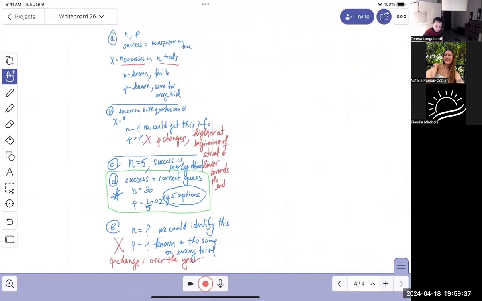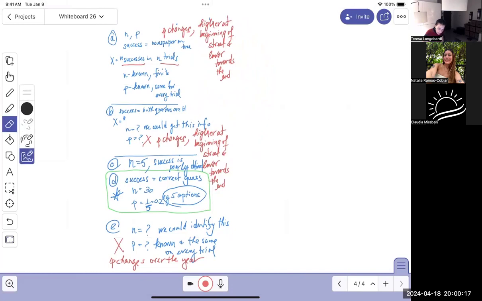So there's my answer. So the correct answer was the easiest one. I put this in the wrong place. Let me move this up. Just for the newspaper. And this.